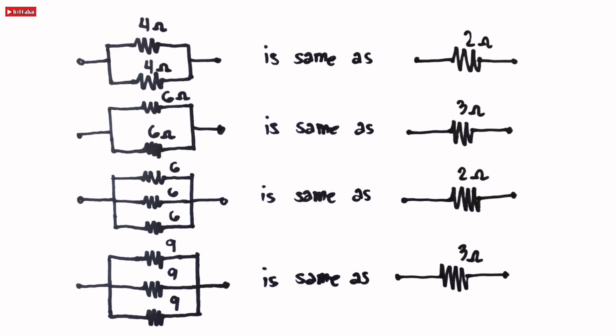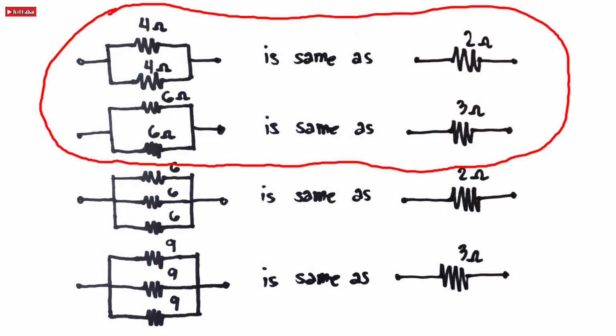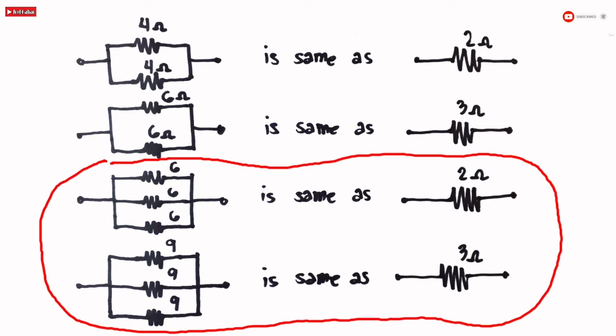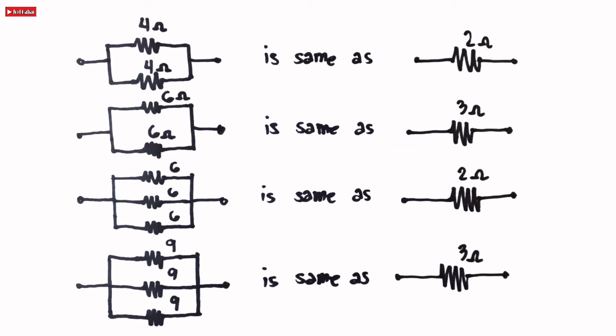So here are some of the strategies and tricks in solving the parallel circuit in a quite little amount of time. If we have two resistors connected in parallel that have the same value, as we discussed earlier, the equivalent resistance is simply half of their value. And if we have 3 or more resistors connected in parallel with the same value, just simply divide the value of the resistor by the total number of resistors. Like 6 divided by 3 is equal to 2 ohms, and 9 divided by 3 is equal to 3 ohms.